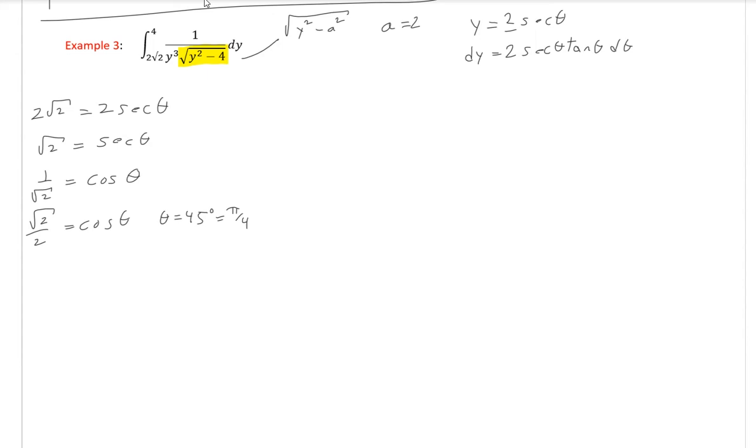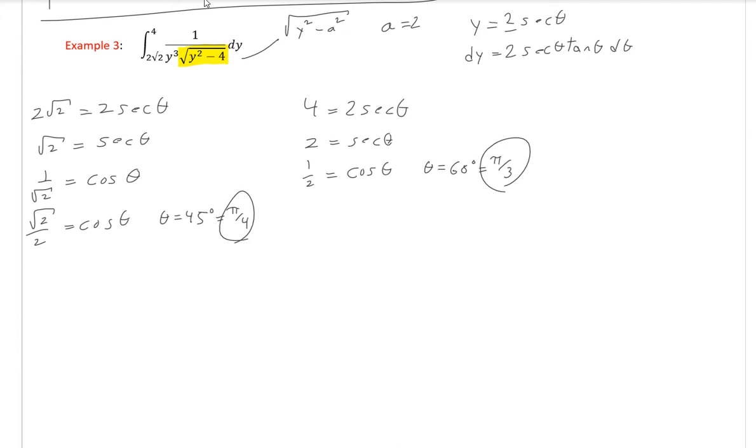If we do the same thing with 4, we have 4 equals 2 secant theta. Divide by 2, we get 2 equals secant of theta. Take the inverse, we get 1/2 equals cosine, since 1 over secant is cosine. And 1/2 equals cosine happens when theta equals 60 degrees, otherwise known as pi thirds. So we have pi fourths up to pi thirds. Those are going to be my bounds.